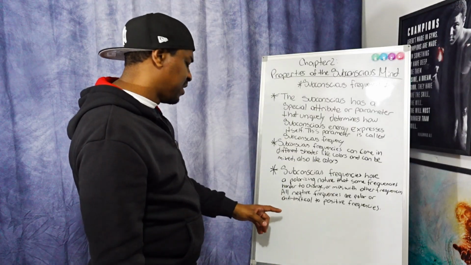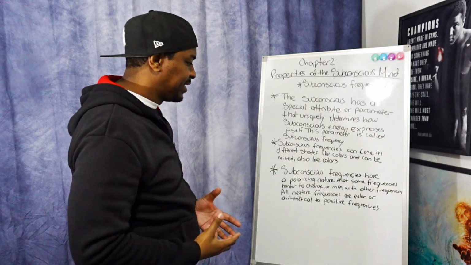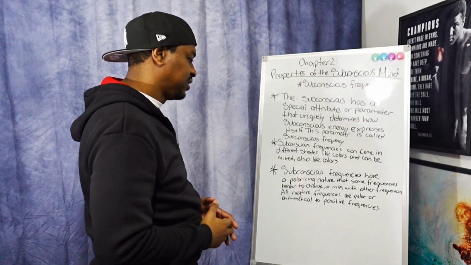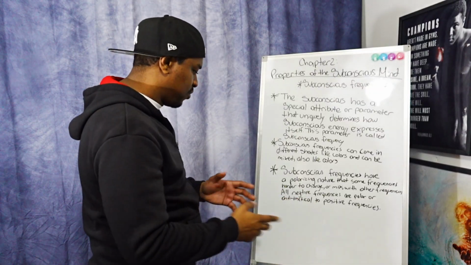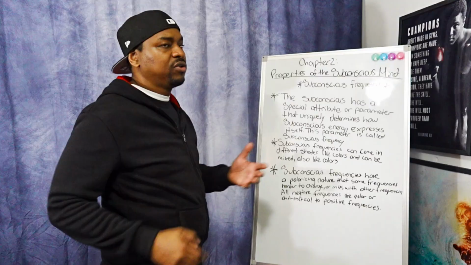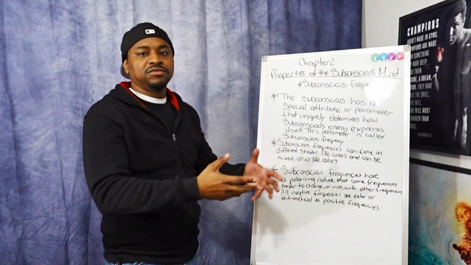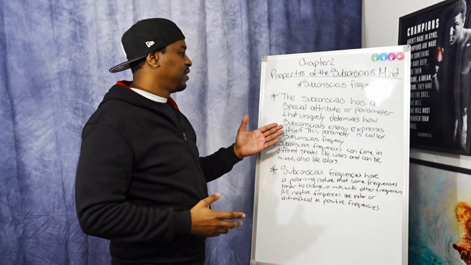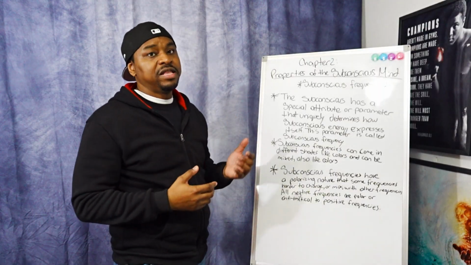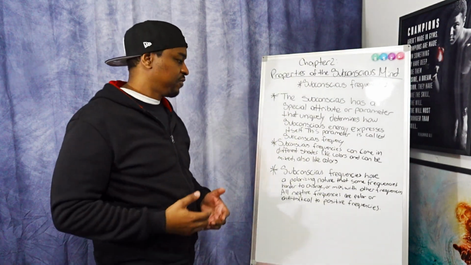The last thing: subconscious frequencies have a polarizing nature to them, which makes some frequencies harder to charge or mix with other frequencies. All negative frequencies are polar, antithetical to positive frequencies. So first, let me say that going forward, we're going to use the terms positive and negative frequencies. A positive frequency is basically a subconscious frequency where the emotion associated with it feels good, and a negative frequency is one where the emotion feels bad, or doesn't feel as good.